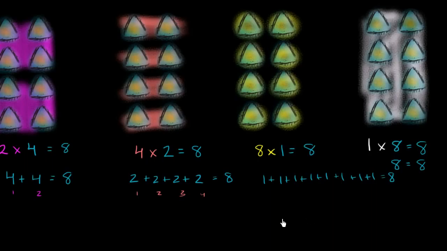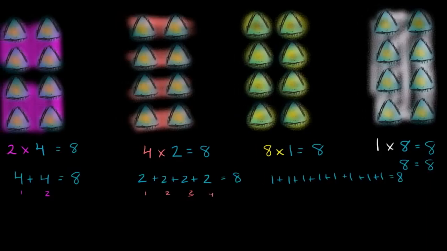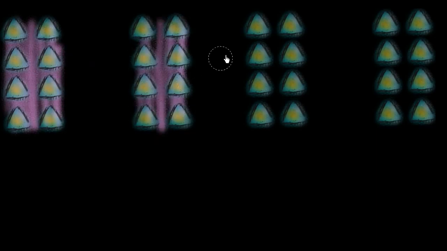So now let me ask you another question. So far we've been focused on each of these groups. But what if we actually viewed this as 4 groups of 8? Then how many things are we actually going to have? So let me make this very clear. We have 1 group of 8, 2 groups of 8, 3 groups of 8, and 4 groups of 8.